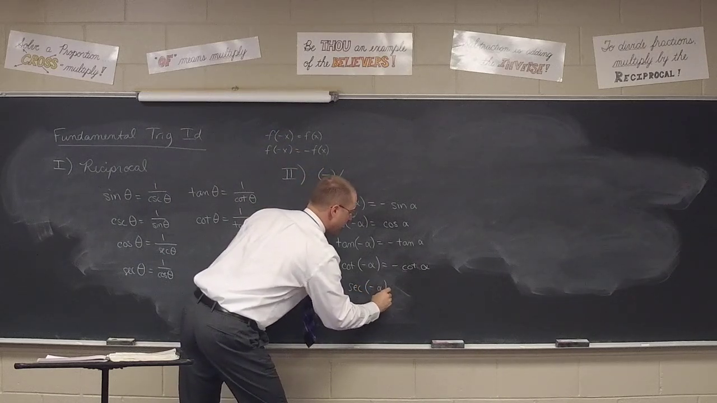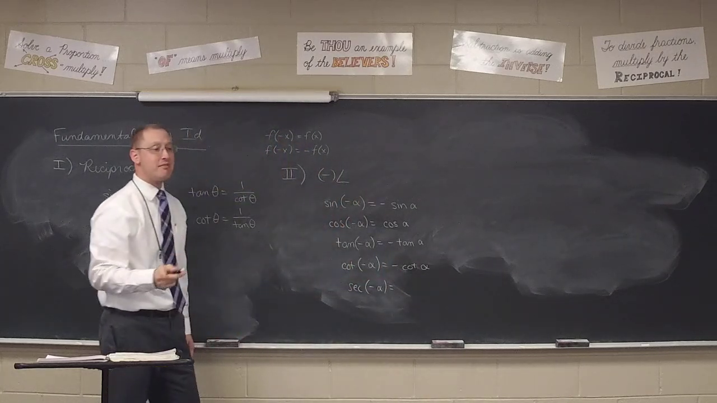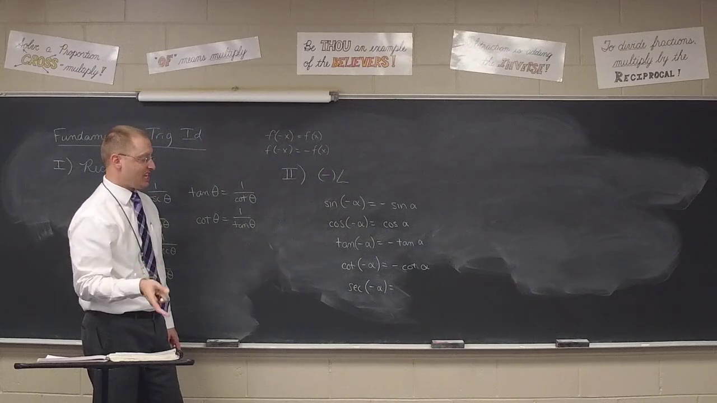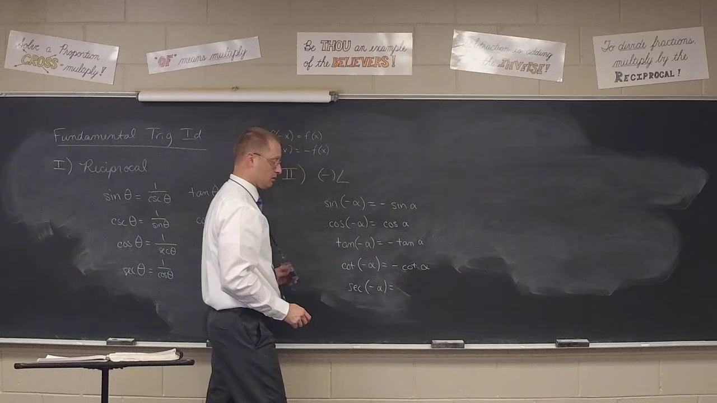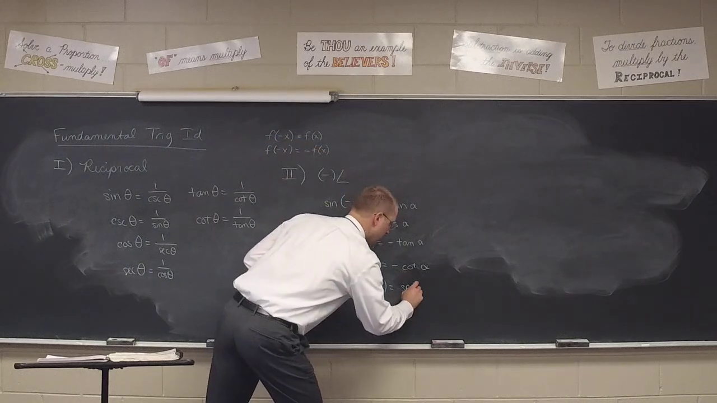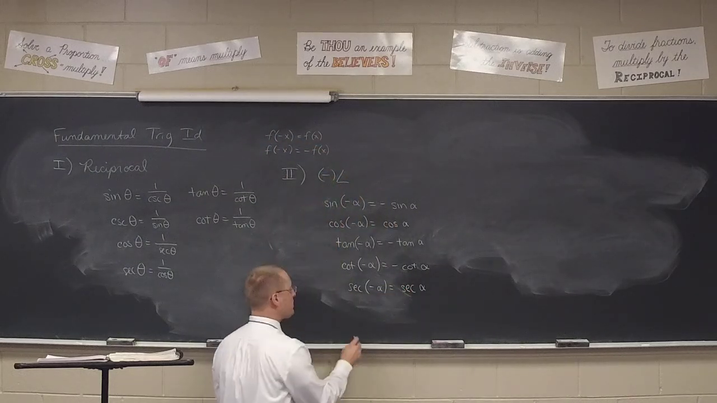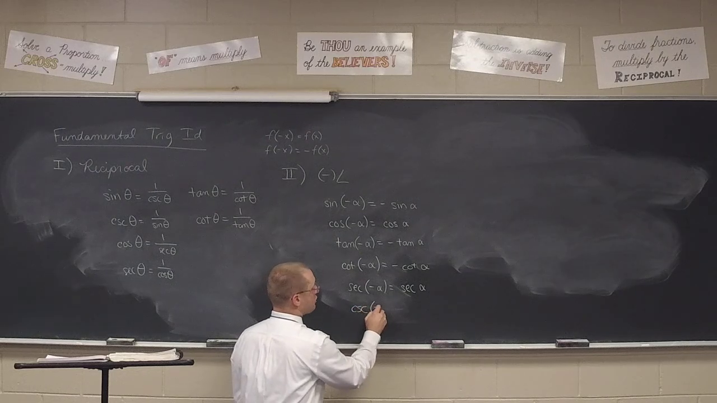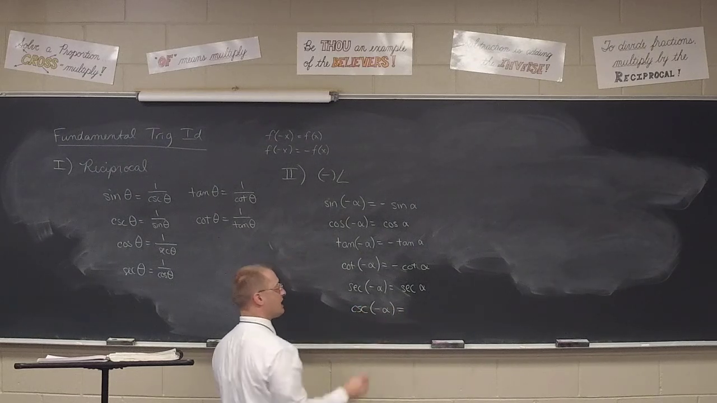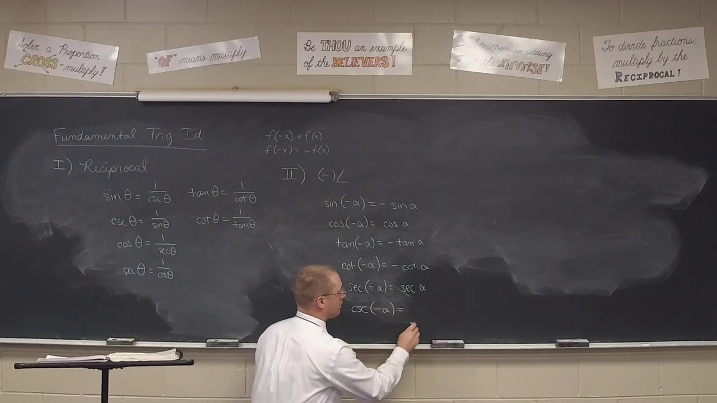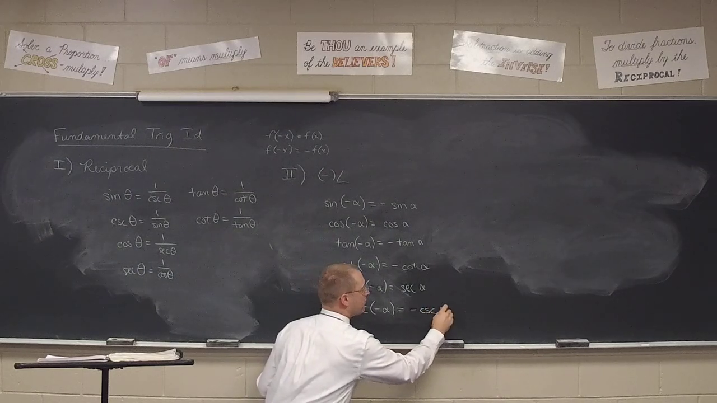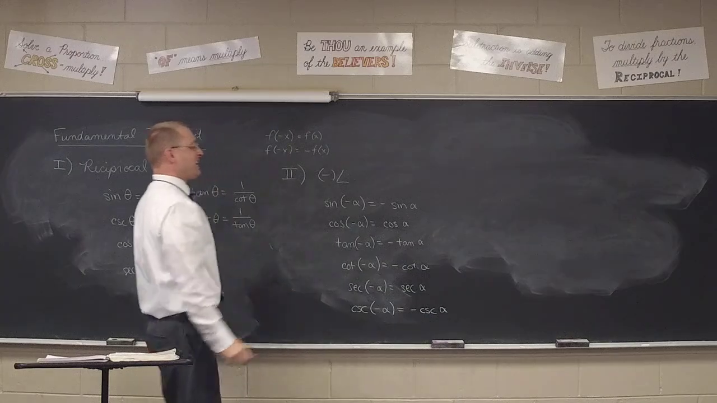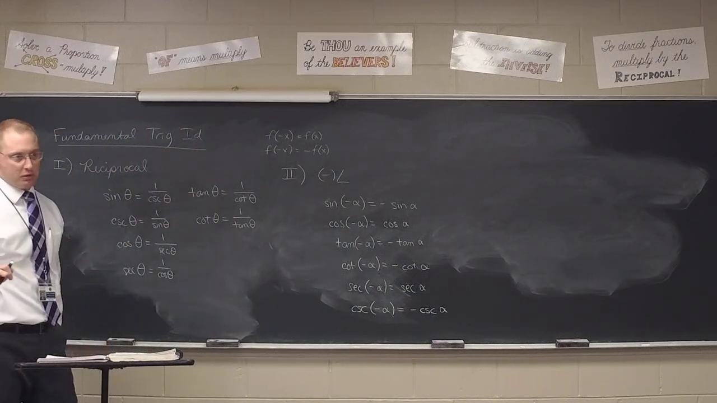The secant of negative alpha. Well, secant is even. So therefore, secant of negative alpha must equal secant alpha. But cosecant, which is odd like most trig ratios, cosecant of negative alpha must equal negative cosecant alpha. These are going to be very useful for us.